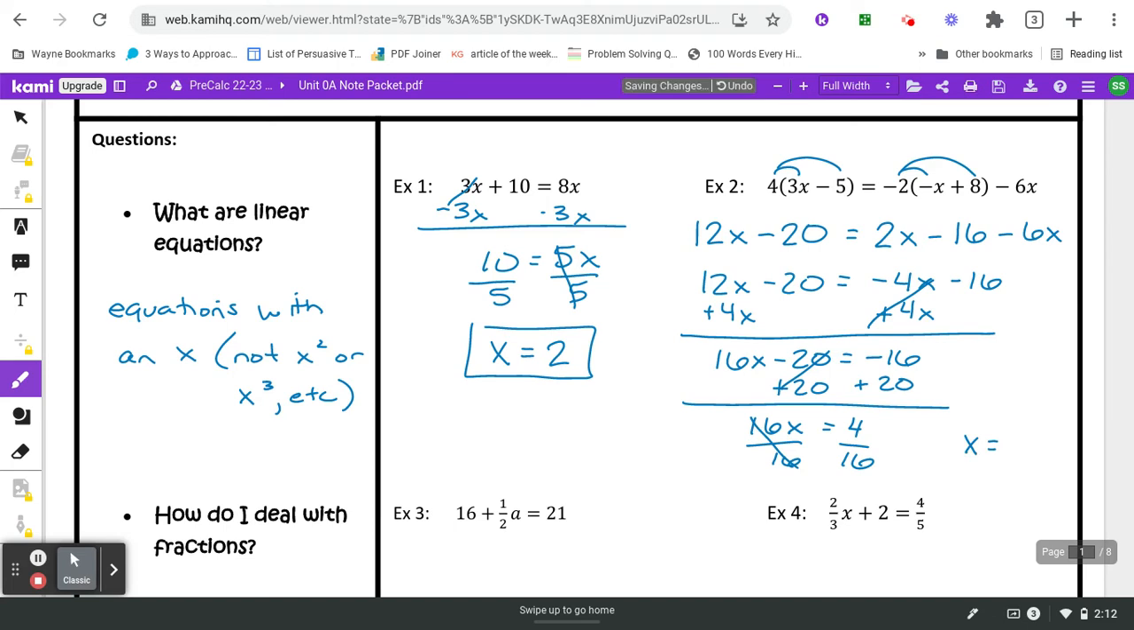You can write your answer either as a reduced fraction of 1/4, or if you'd rather turn it into a decimal, 0.25 is also correct.